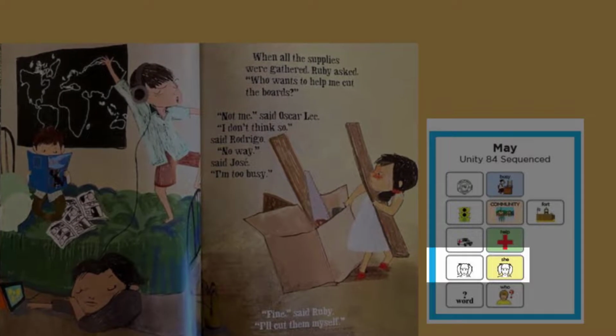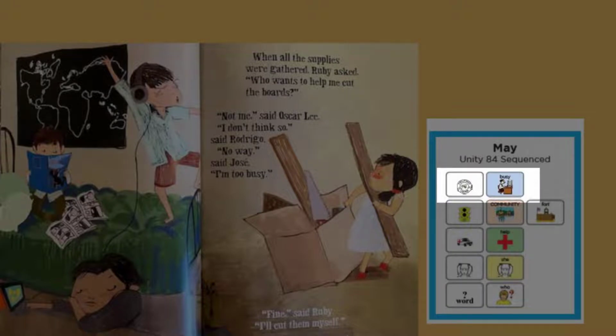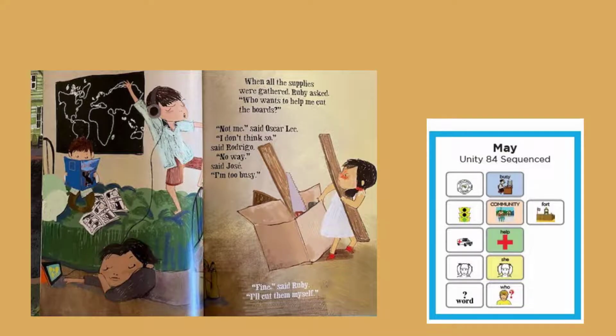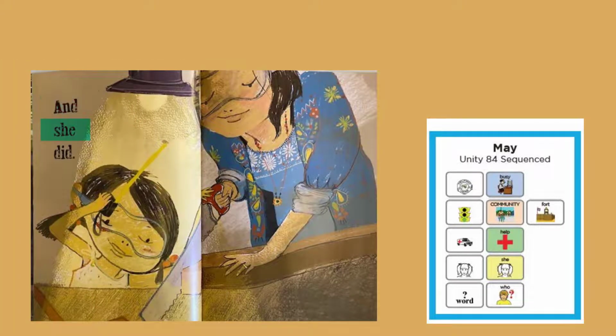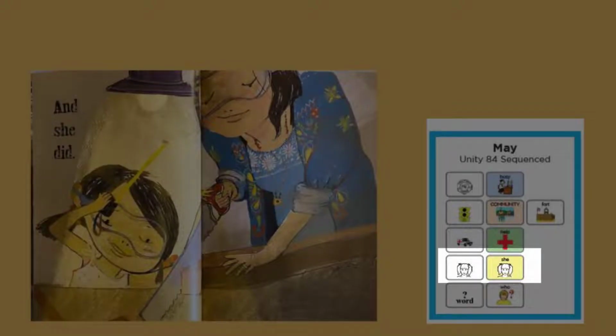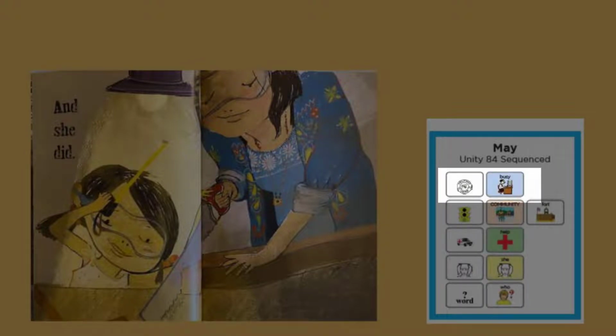Look at all the supplies she has. I see some boards and a saw. She's going to be busy making something. And she did. I see that she is wearing some safety glasses when she's working. I wonder who that is that's giving her some help. They seem really busy.